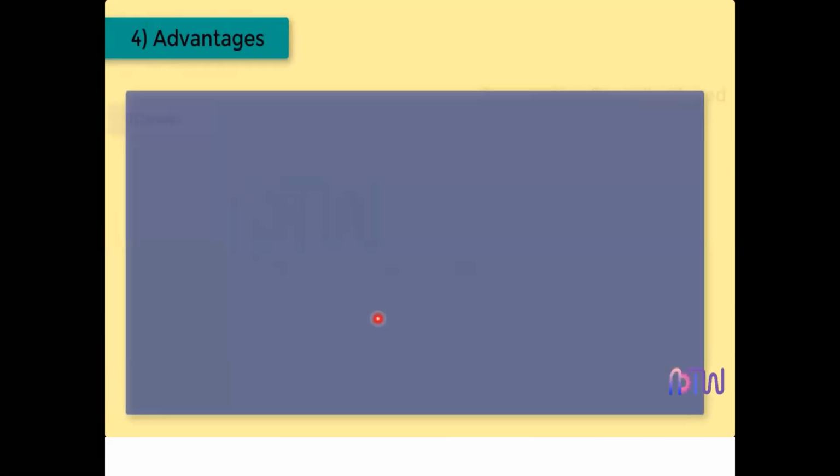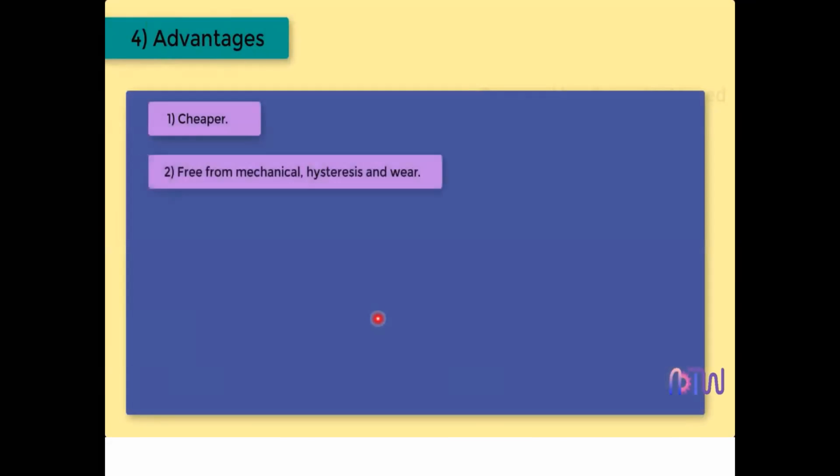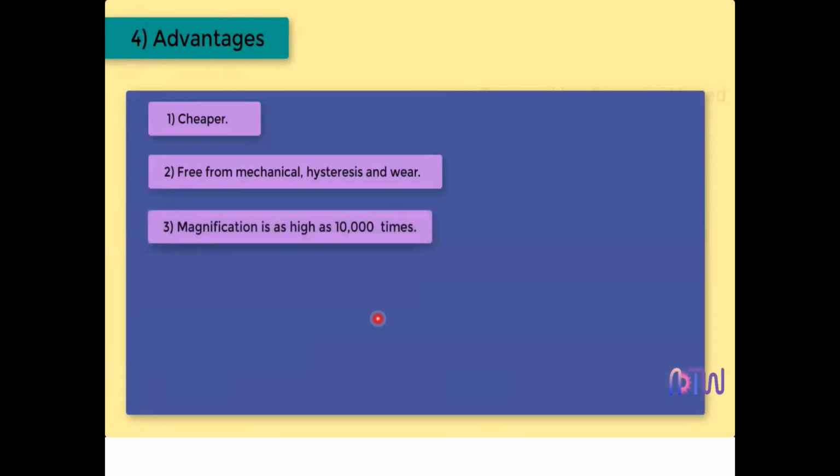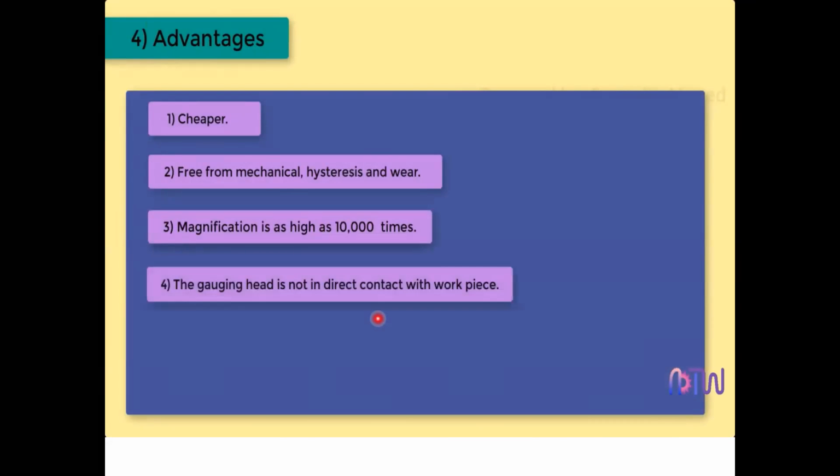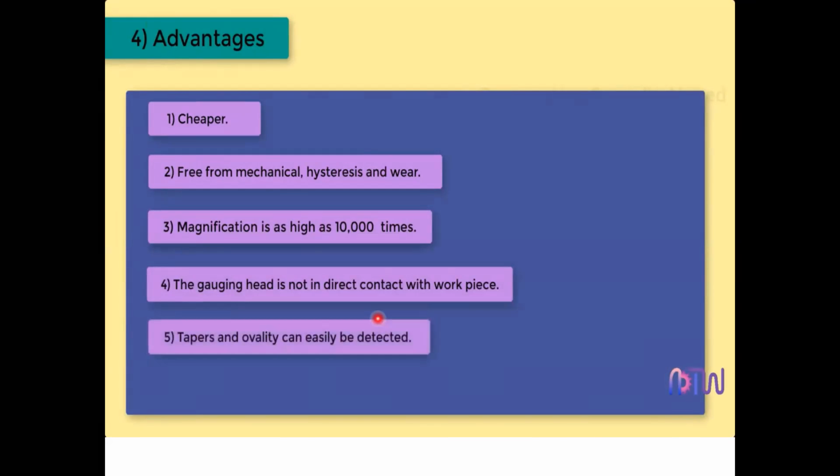Advantages. It is cheaper, simple to operate, and the cost is low. It is free from mechanical hysteresis and wear. The magnification can be obtained as high as 10,000 times. The gauging member is not in direct contact with the work. Tapers and ovality can be easily detected.